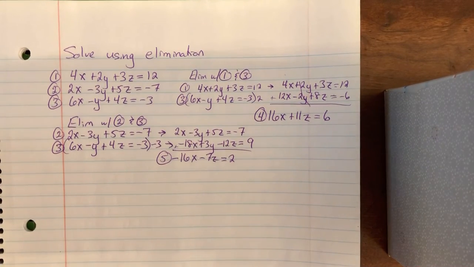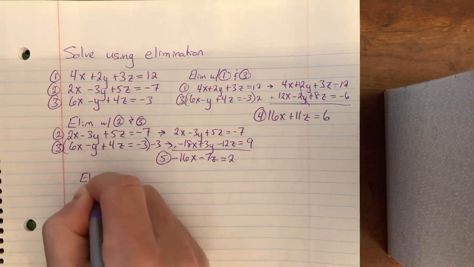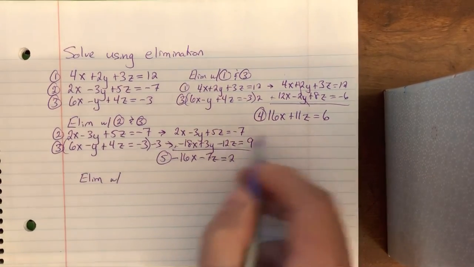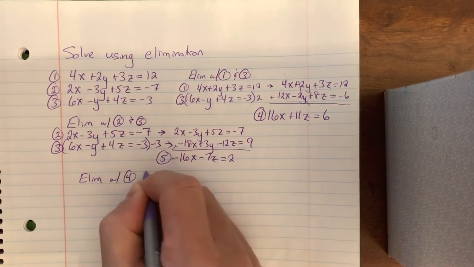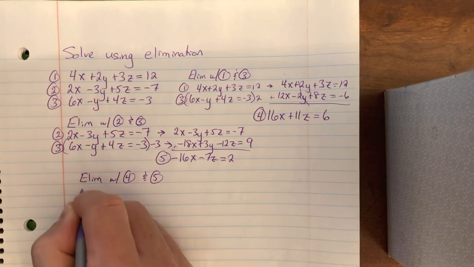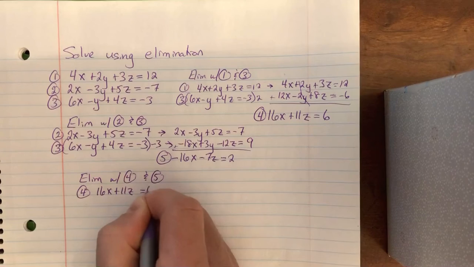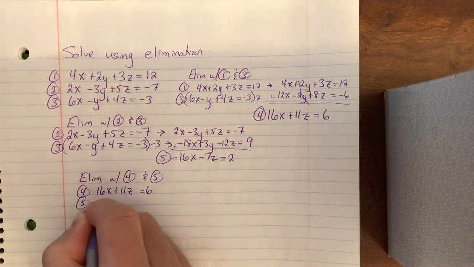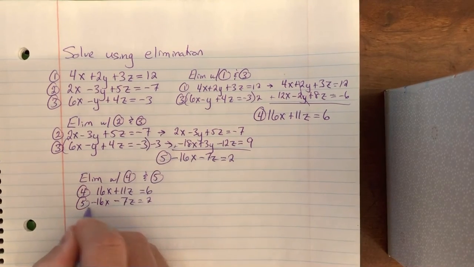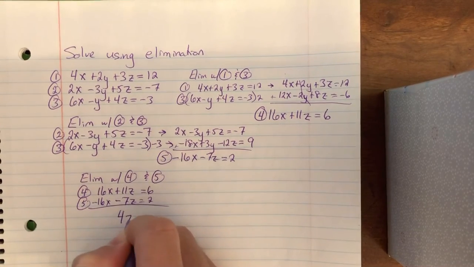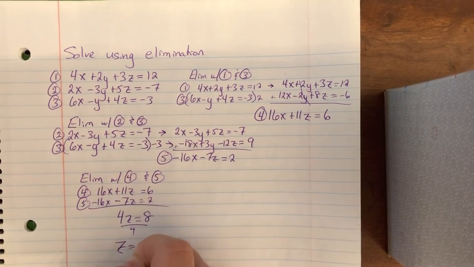So now we need to either use substitution or elimination with 4 and 5. In this case, I already see that our x's have the same coefficients, just a different sign. So I'm going to use elimination with 4 and 5. I add these equations together. 4z equals 8. So z equals 2.